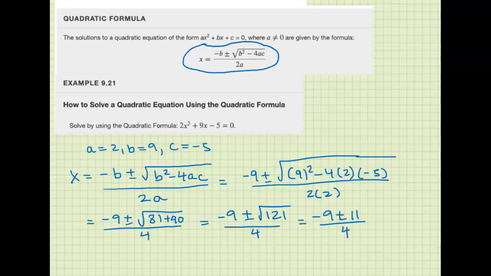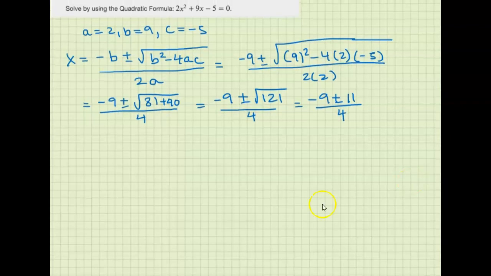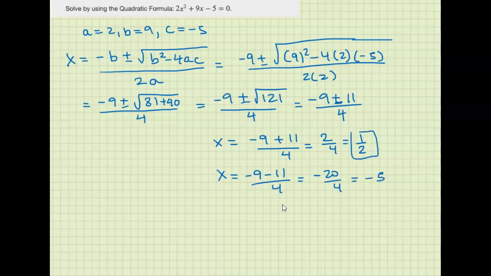Alright, and when you have a perfect square in there, and out pops a regular number, then you should continue to simplify it until you get your two separate answers. Okay, so we have x equals negative 9 plus 11 over 4. We do this first. This is 2 over 4, which is 1/2. And the other option with the minus sign, we get negative 9 minus 11 over 4. Negative 20 over 4 equals negative 5. Okay, so we have two solutions. x is 1/2 and x equals negative 5. All right.